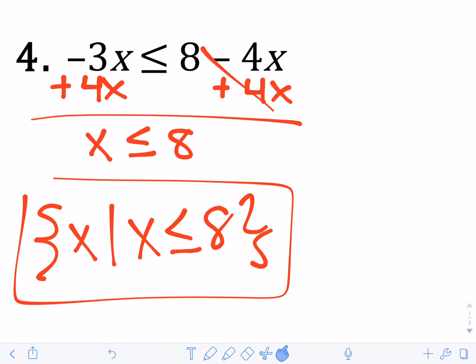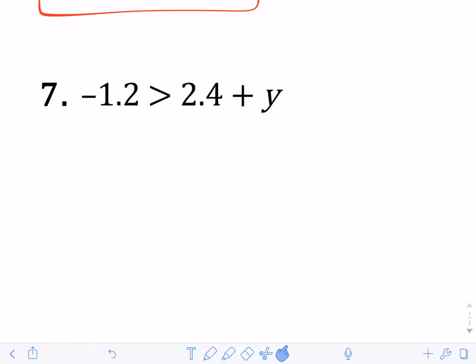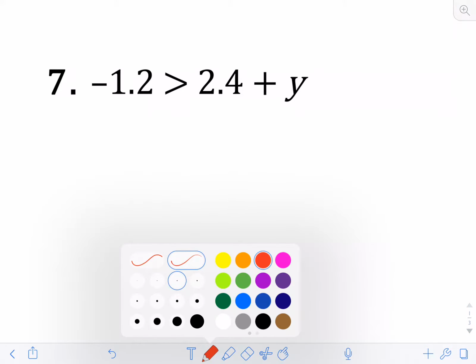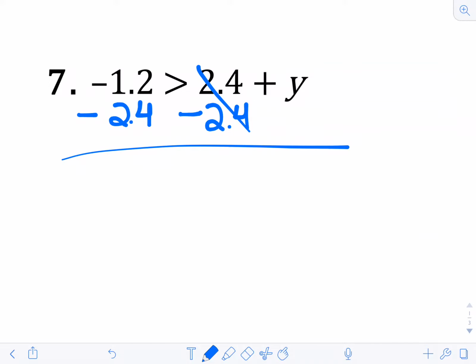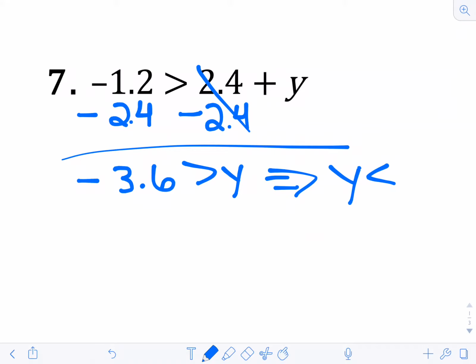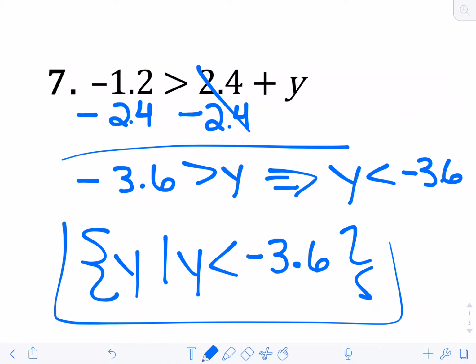Alright, next one, I'm going to go ahead and skip down to number 7. So number 7, what I'm going to do here is subtract 2.4 from both sides. So minus 2.4, minus 2.4. I'm going to cross those out. I get negative 3.6 is greater than y. Again, I like to rewrite this. I like my variable to be on the left side, so y is less than negative 3.6. Write it in fancy notation. y such that y is less than negative 3.6. Close with my fancy bracket.